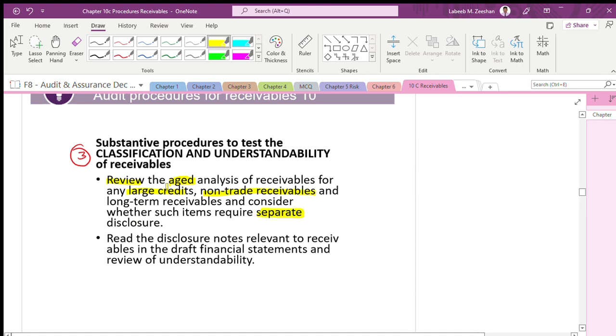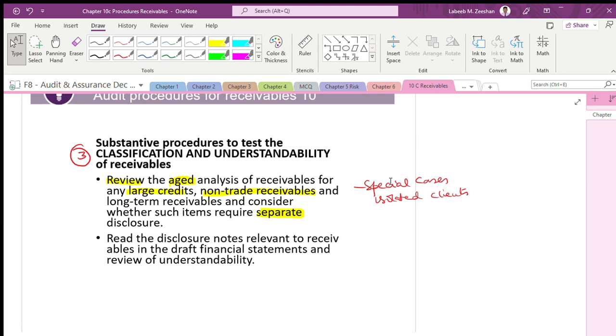Special cases. Now you understand the thing? Are there any special cases? If there are any isolated clients, you have to make sure. When you are dealing with sales, definitely you will give different treatment to different customers based on their credit history.